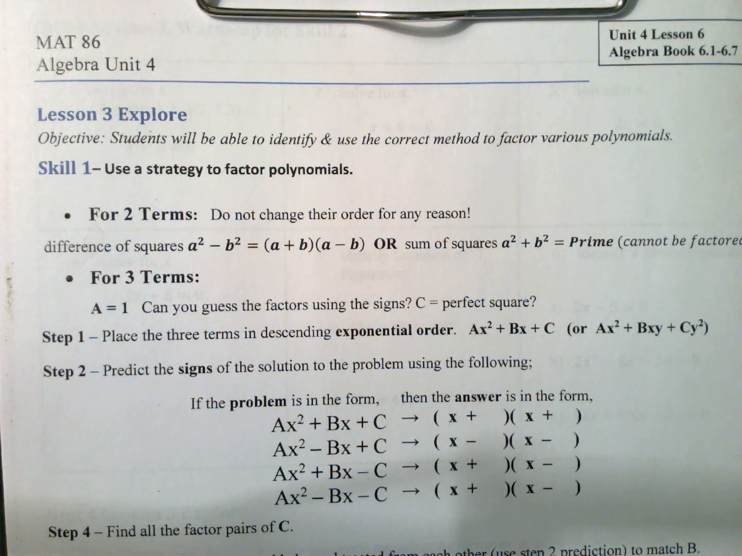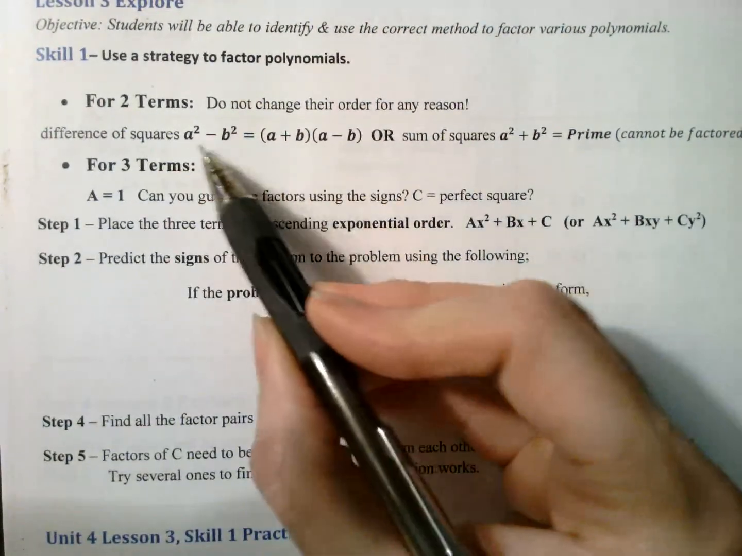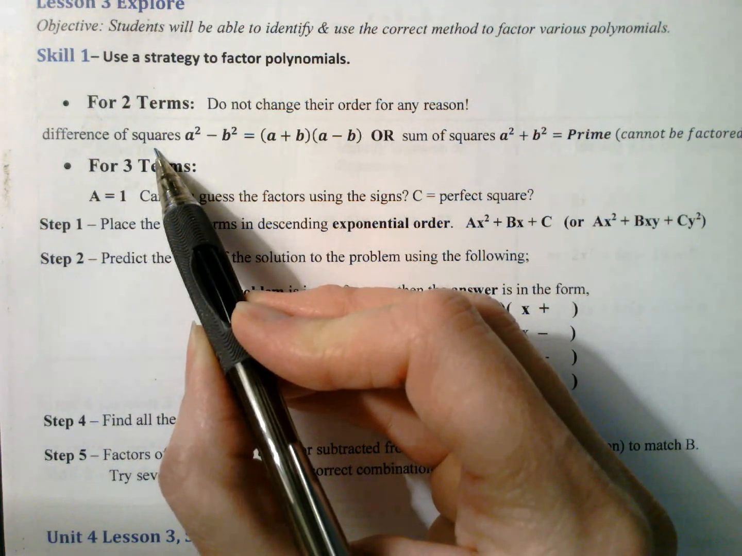Okay, for the last lesson of Unit 4, we have two skills to learn. The first one is kind of a review on the strategy for whichever polynomial comes your way, whether it's a trinomial or a binomial. We want to have a strategy to factor them. So if it's two terms, remember that it's going to be the difference of squares that is factorable.